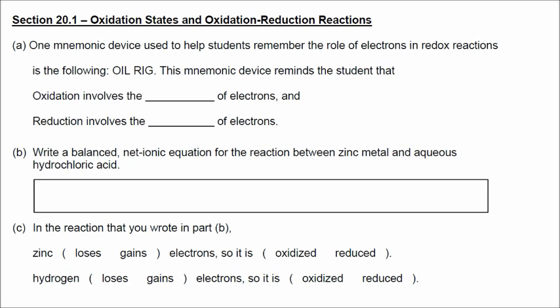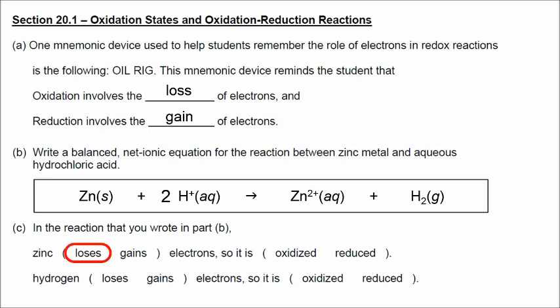So the mnemonic device, OIL RIG, helps us remember that oxidation involves the loss of electrons and reduction involves the gain of electrons. In the reaction between zinc metal and aqueous hydrochloric acid, we have zinc reacting with the H+ ions of hydrochloric acid to produce zinc ions and hydrogen gas. In this reaction, zinc loses electrons, so zinc is being oxidized, and hydrogen gains electrons, so hydrogen is being reduced.